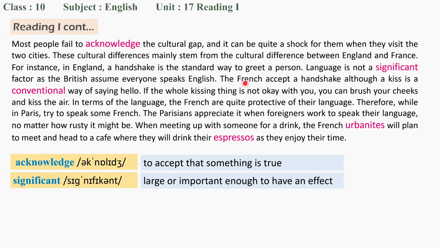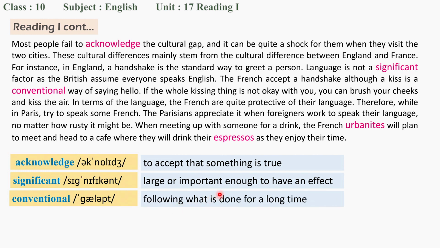So, if we look at the French side, the French also accept handshake when they greet, although a kiss is a conventional way of saying hello. So, kiss is the conventional way in Paris. Conventional means following what is done for a long time. Okay, so it's a traditional way. They have been kissing for a long time to say hello. Okay, if the whole kissing thing is not okay with you, so some people may not like it, then you can brush your cheeks and kiss in the ear. So it's not necessary to kiss on the cheeks. You can just brush, means rub, and you can kiss in the ear.